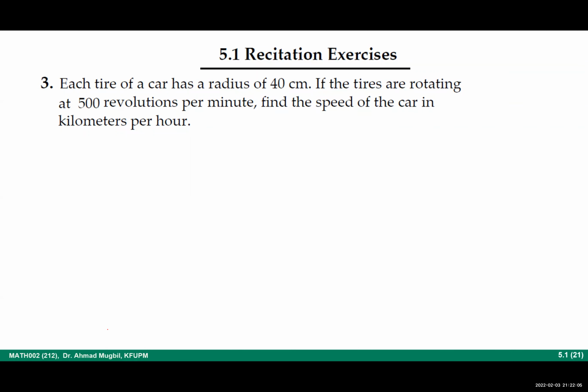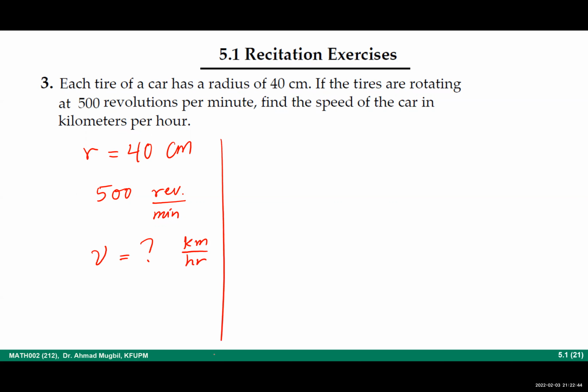So what do we have here? Each tire of a car has a radius of 40 centimeters. So we have R equals 40 centimeters. If the tires are rotating at 500 revolutions per minute, find the speed of the car in kilometers per hour. So we want the linear speed, and what are the units? Kilometers per hour. So this is what we want.